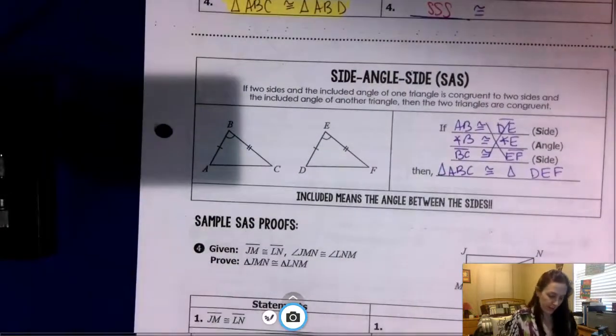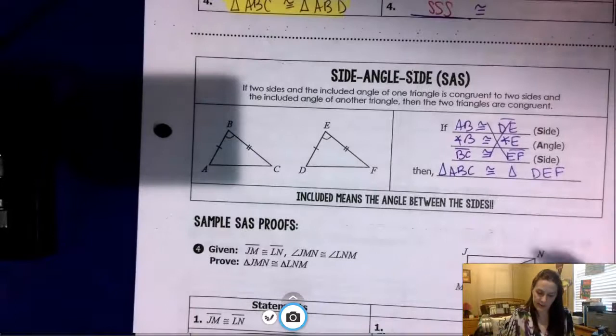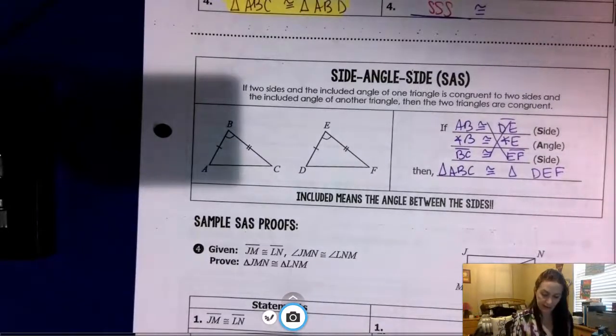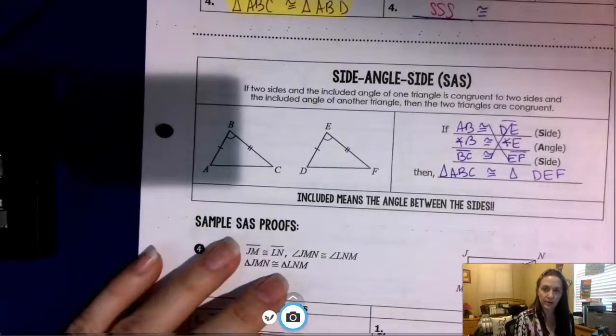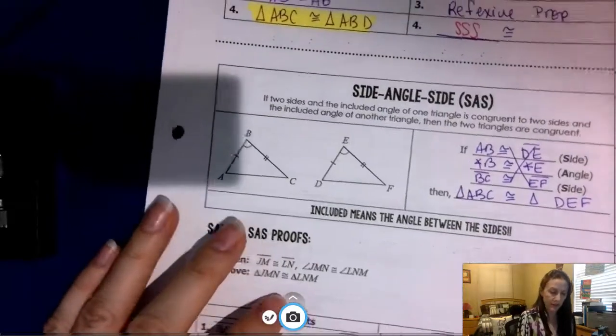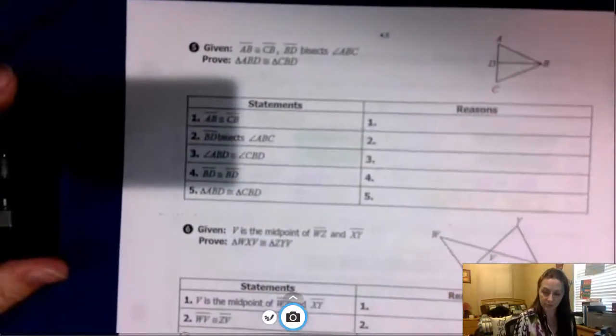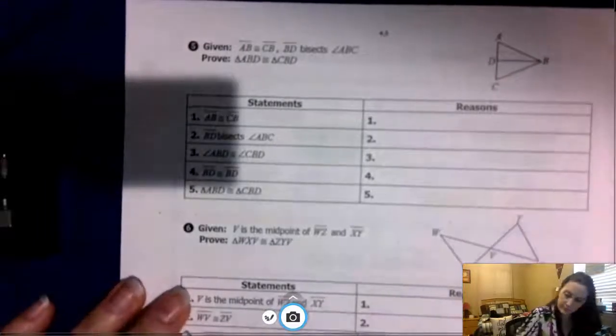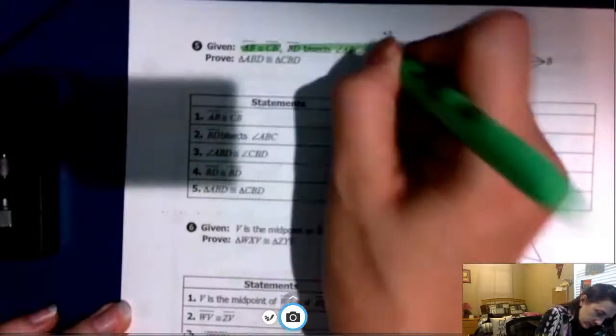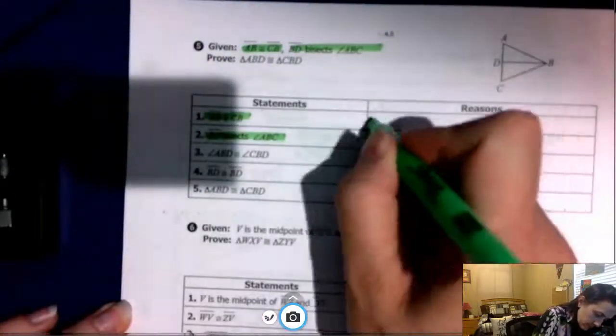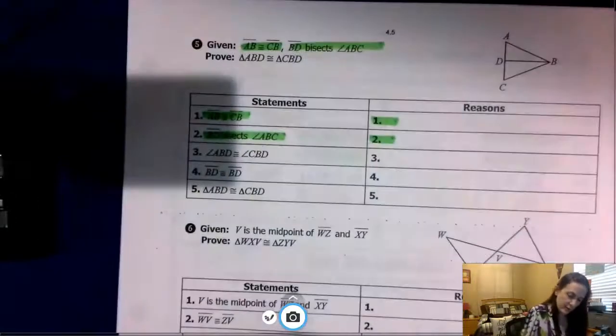Okay, I didn't do the first proof here. I did go back and I did the next two, 5 and 6. So if you want to go to the next page, we're going to fill out 5 and 6. Half of them are already there, so you just have to fill in the reasons. Pause it, see if you can fill in any of those reasons on your own. Again, these are both given.